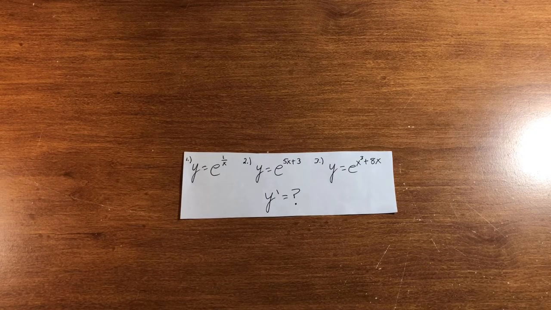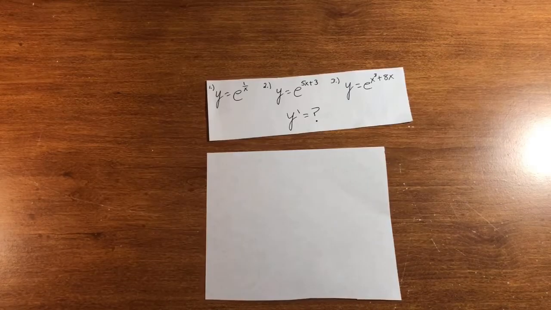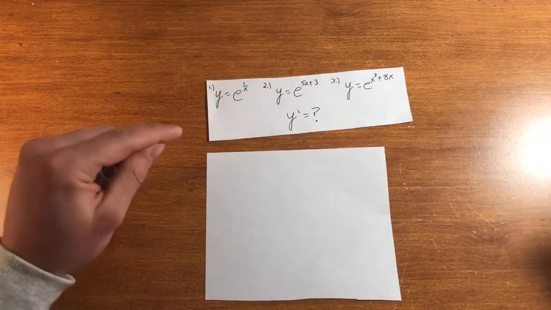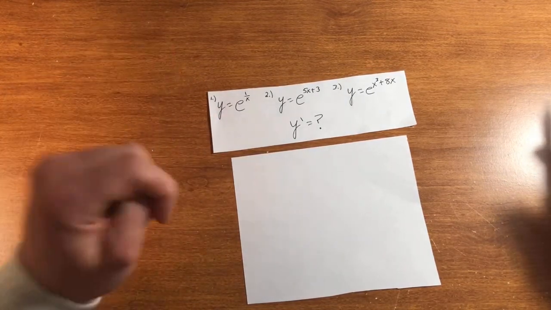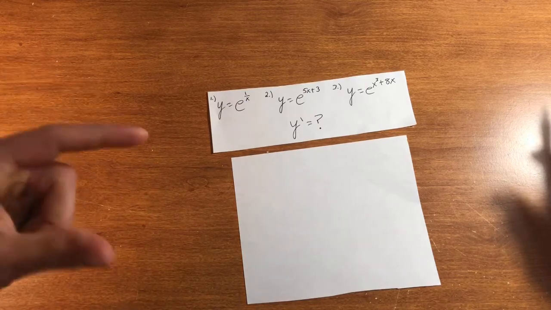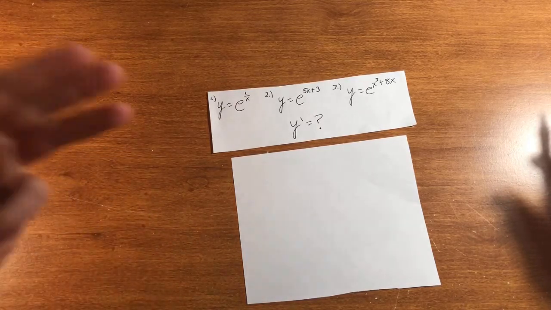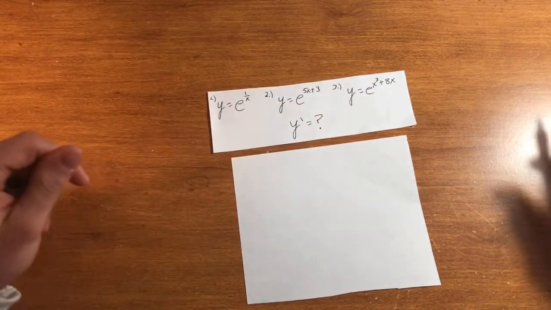Today we're going to be differentiating exponential functions with base e, and as long as we know the formula, it should be fairly simple. So let's begin. If I look at my three examples here, again, exponential with base e, let's come up with a general formula that we can apply and use for each of these examples.